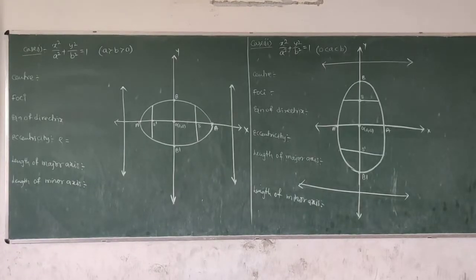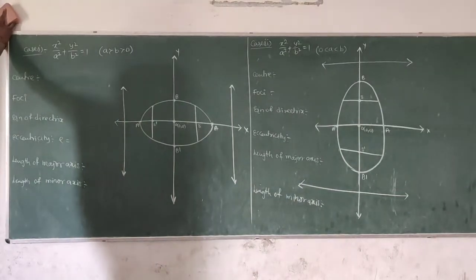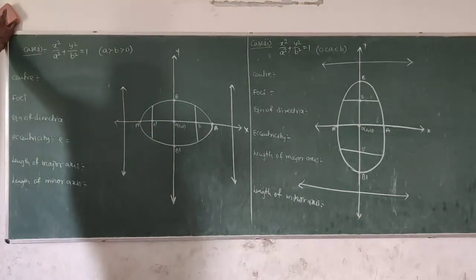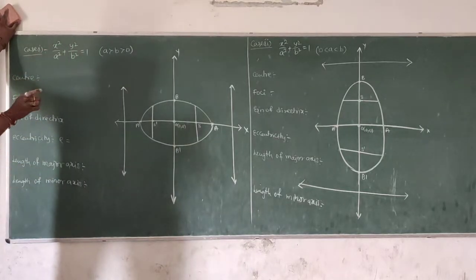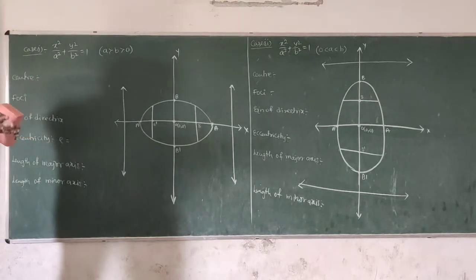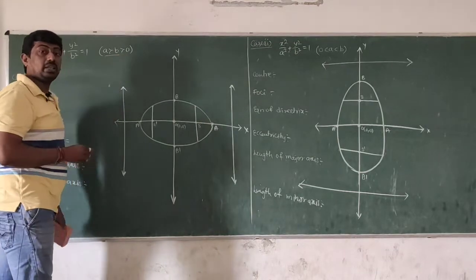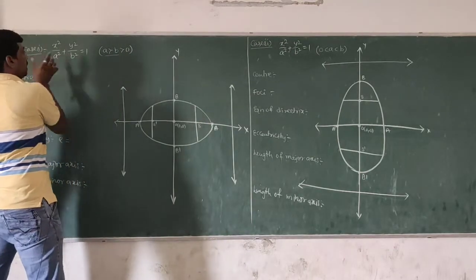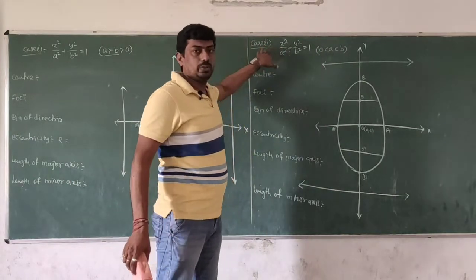Okay students, next continuation. Case 1 of the ellipse, x square by a square plus y square by b square equal to 1. This splits into case 1 and case 2, depending on the values of a and b. If a greater than b, then case 1. If a less than b, then case 2.